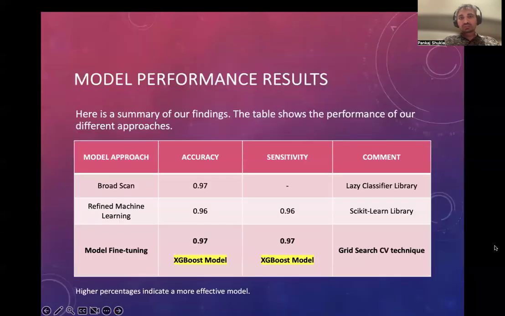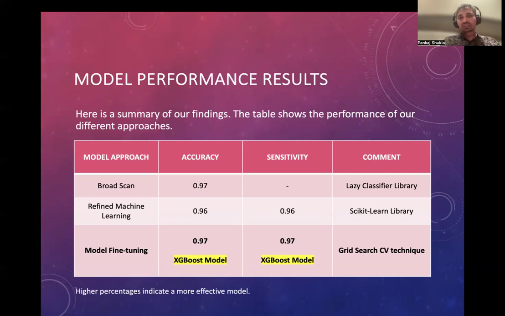So with all this, this is a quick summary that we plotted, which will help all of us understand what stages were there in our approach. The first one was the broad scan, where we used the lazy classifier. Here the models that we picked had a maximum accuracy of 0.97, and it ranged from 0.9 to 0.97. So we picked some of those models.